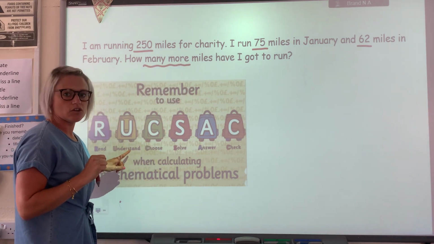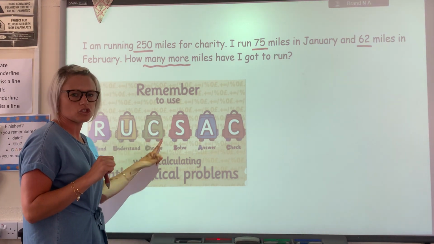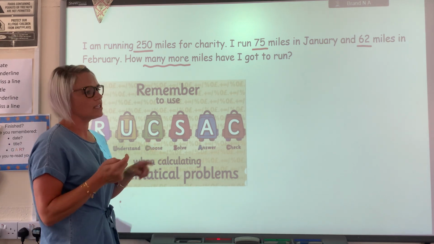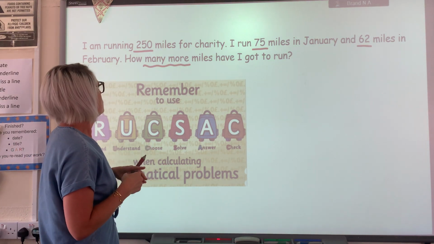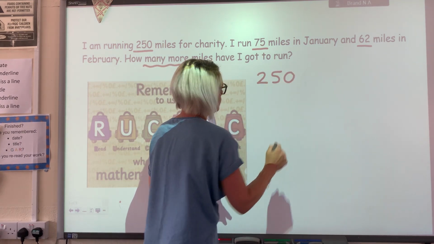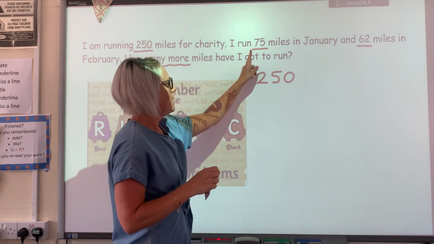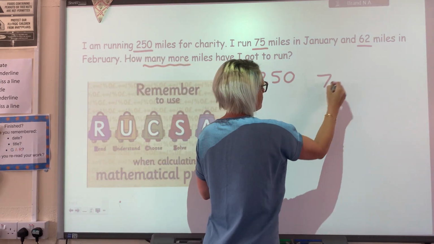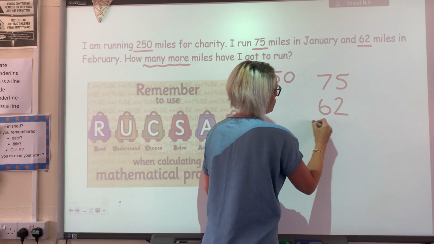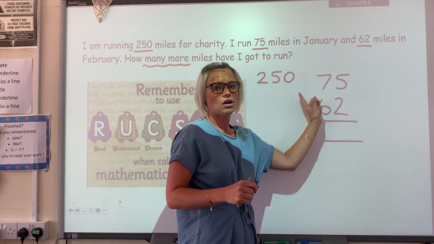So we've understood it and underlined. We've now got to choose. This is the tricky bit now. We've got to think about what the question's asking us and choose which calculation we're going to do. So this is how many miles I'm aiming to run. I've run already 75 and 62. So the first thing we need to do is find the total of these.